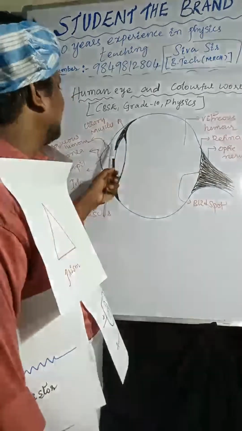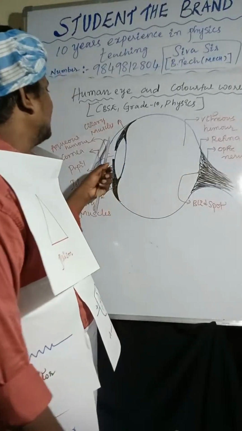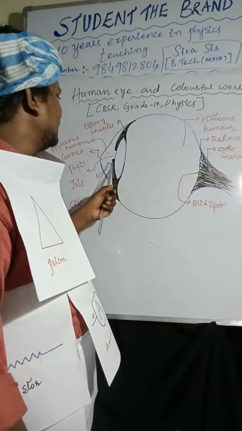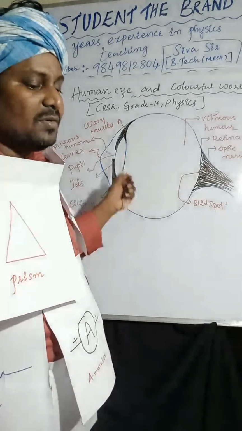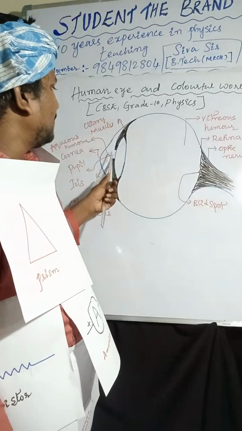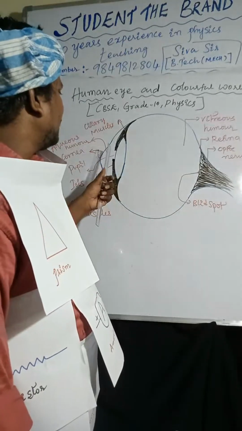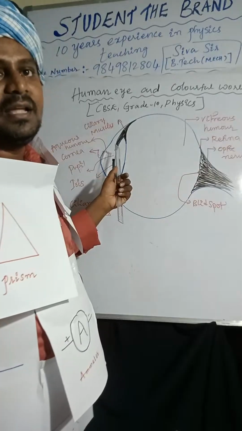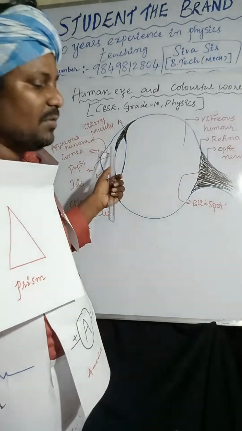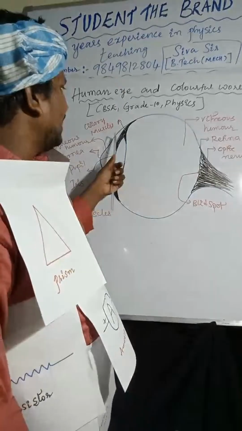Here, the iris is a dark muscular diaphragm which controls the size of the pupil. The pupil will control the amount of light entering into the eye.